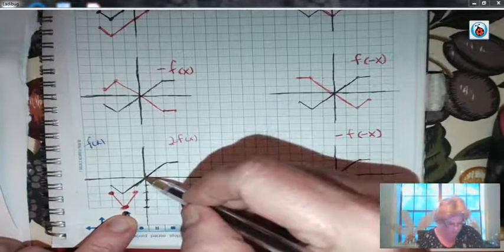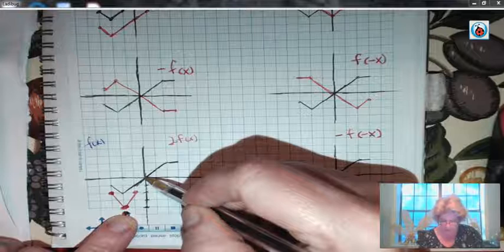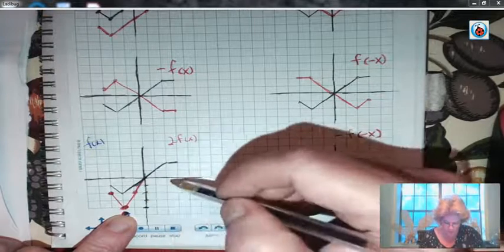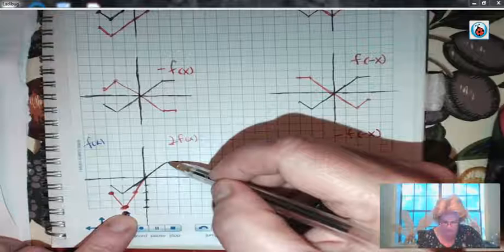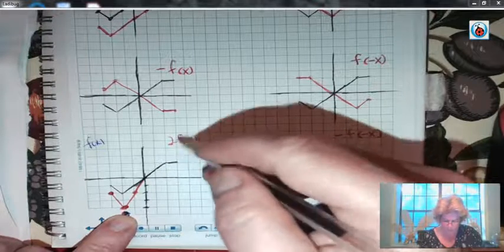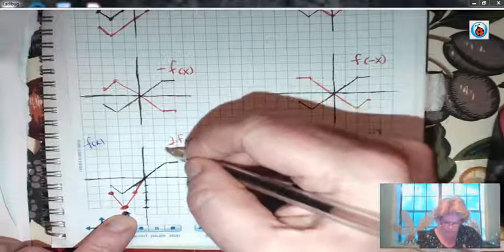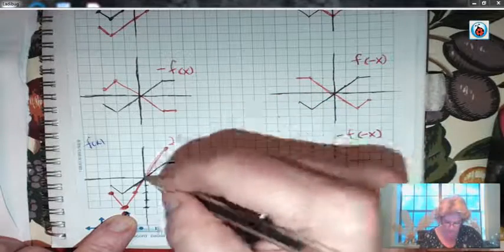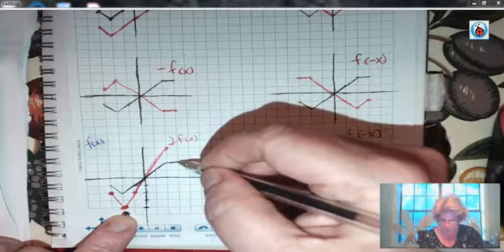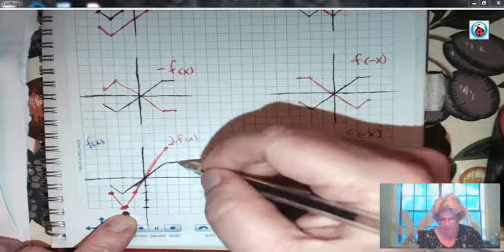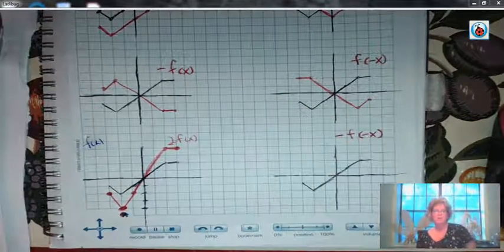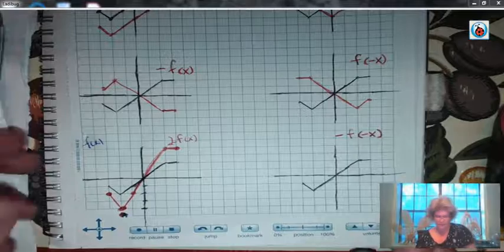This is (0, 0), so the new point will be (0, 2 times 0). The new point is still (0, 0). This point has y-coordinate 2, so its new y-coordinate will be 2 times 2, which is 4. The x-coordinate will be the same. And that point has y-coordinate 2. Its new y-coordinate will be 2 times 2, so its new y-coordinate will be 4. So that's what the graph of that looks like.